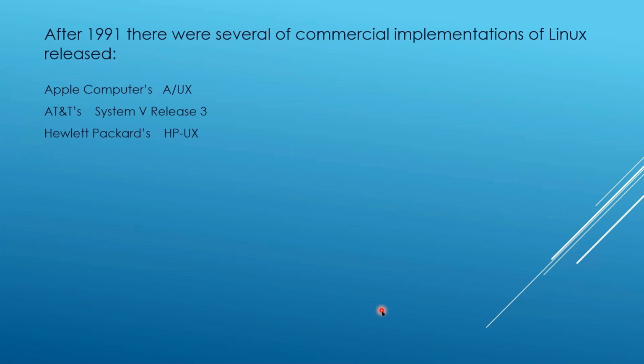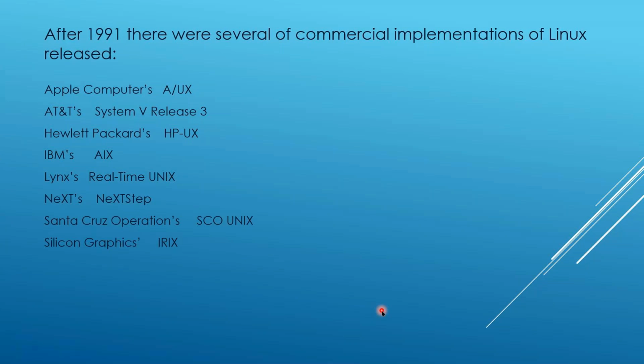Hewlett Packard developed HP-UX. IBM developed AIX, real-time Unix. Next, Santa Cruz Operation developed Xenix, Silicon Graphics developed IRIX, and Sun Microsystems developed SunOS and Sun Solaris. So every organization took the Linux kernel and designed their own flavors.